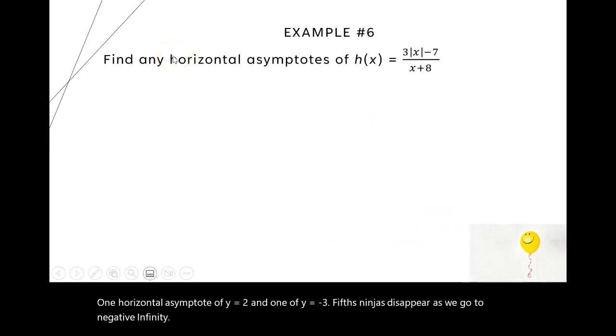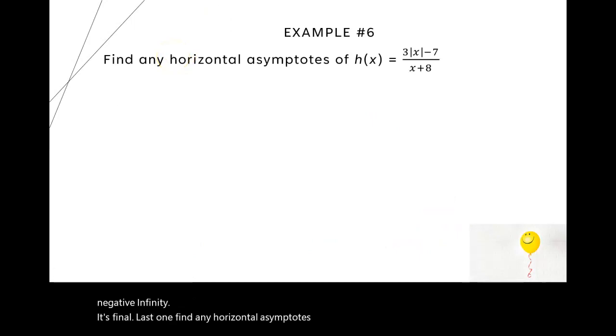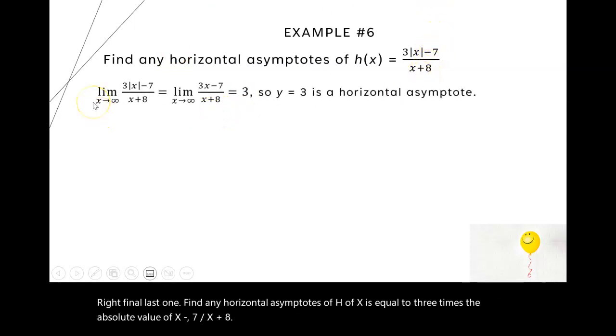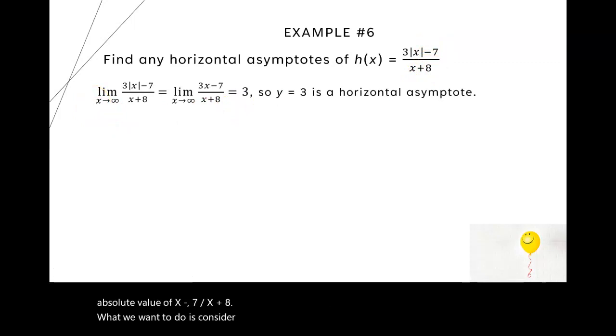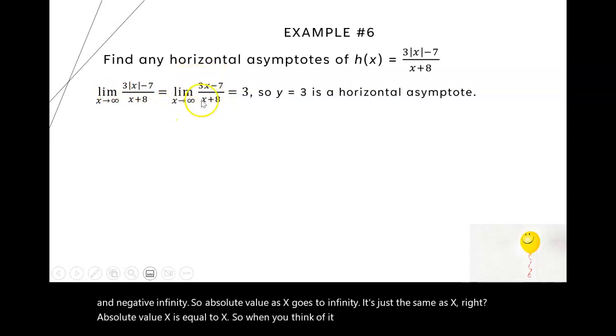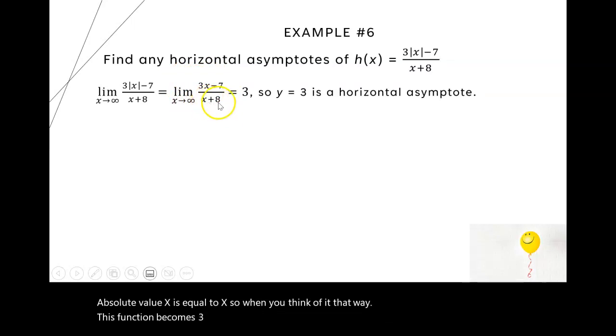All right, final last one. Find any horizontal asymptotes of h of x equals 3 times the absolute value of x minus 7, over x plus 8. What we want to do is consider what happens to absolute value as you go to positive infinity and negative infinity. Absolute value as x goes to infinity is just the same as x, right? So this function becomes (3x minus 7) over (x plus 8).